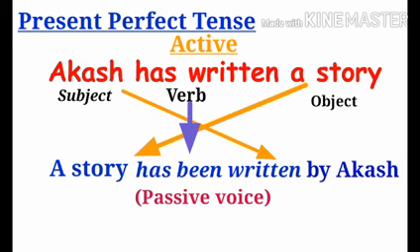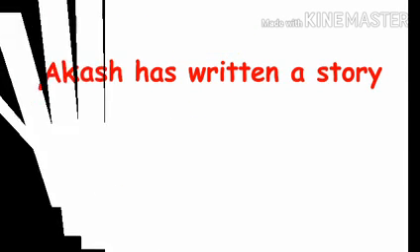You can see there is no change in the meaning of the sentences, but in the first sentence the doer of the action, Akash, gets more prominence, but in the second sentence, a story, what is done by Akash, gets more prominence. That is the change that happens in present perfect tense.